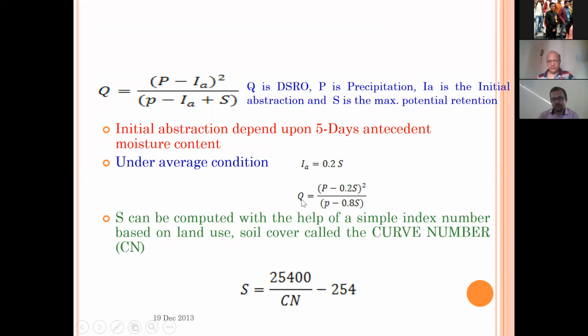It means Q is runoff in mm, P is rainfall. We know that rainfall is most probably available in our catchment. So we have to determine only S, and S can be determined with the help of this equation: S is equal to 2540 divided by Cn minus 25.4. Cn is the curve number, and this curve number actually represents, when some rainfall occurs, how much water will leave. So it depends on soil type and land use.